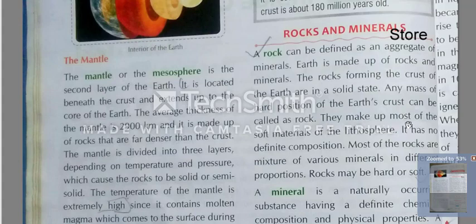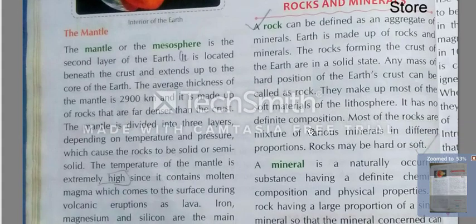They make up most of the soft materials of the lithosphere. They make up means they complete. In the previous chapter we talked about the lithosphere. It's also called the rock sphere. They complete most of the soft material, the fine material present. They complete the lithosphere.